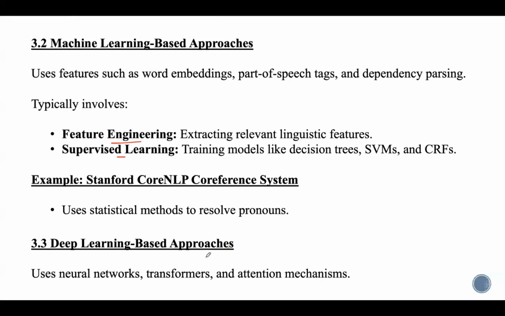Deep learning based approaches use neural networks, transformers, and attention mechanisms. The best examples are the end-to-end coreference model, which uses bidirectional LSTMs and attention to resolve references, and also SpanBERT, a transformer-based approach that improves span representations. The main advantage of this deep learning based approach is that it handles complex sentence structures, learns context better than rule based models, and even works across multiple domains without requiring handcrafted rules.